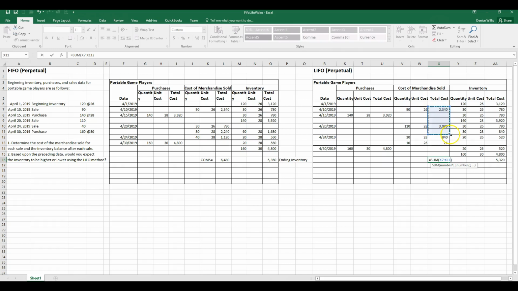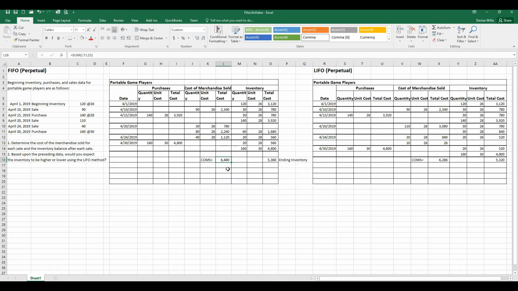Hold on here. There we go. Hopefully that's right. 7 to 13. Yes, that should be right. Okay, that's our cost of merchandise sold. So now, let's look at this. Okay, I can't label ending inventory quite as easily, but let me go ahead and put the cost of merchandise sold here. Cost of merchandise sold equals that number right there.